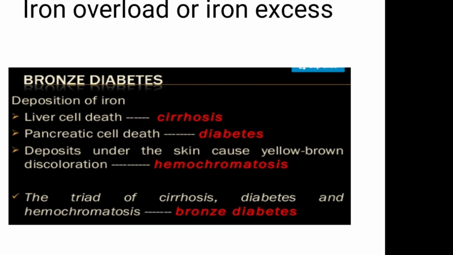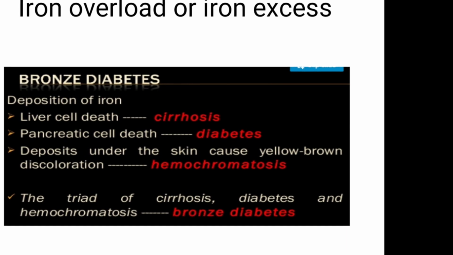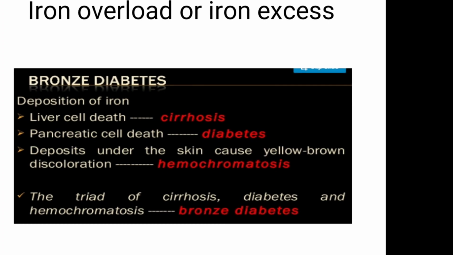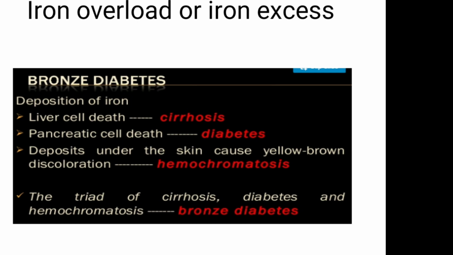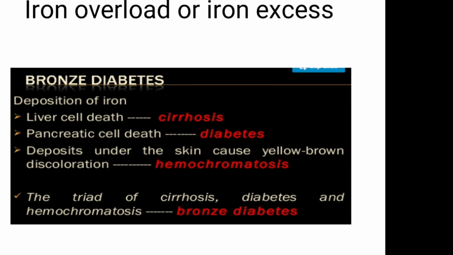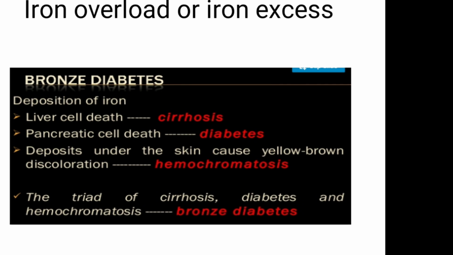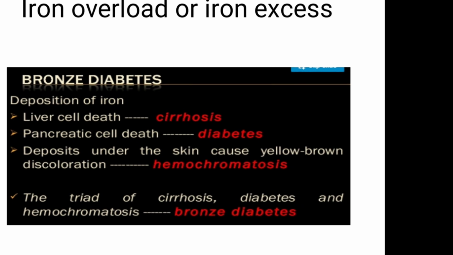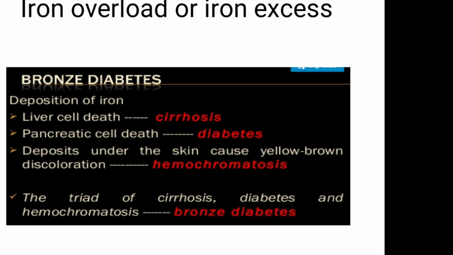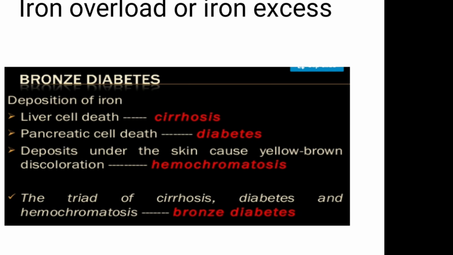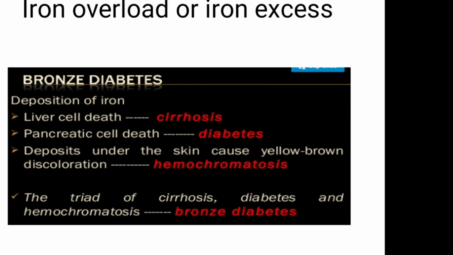In iron overload, there is one term, bronze diabetes, which means excess iron is deposited in various organs. Liver cell death occurs, cirrhosis. Pancreatic cell death causes diabetes, because insulin is required to maintain the blood sugar, and insulin is secreted by beta cells of the islets of Langerhans of the pancreas. So if there is pancreatic cell death, there is no insulin, so diabetes. Deposits under the skin cause yellow brown discoloration.